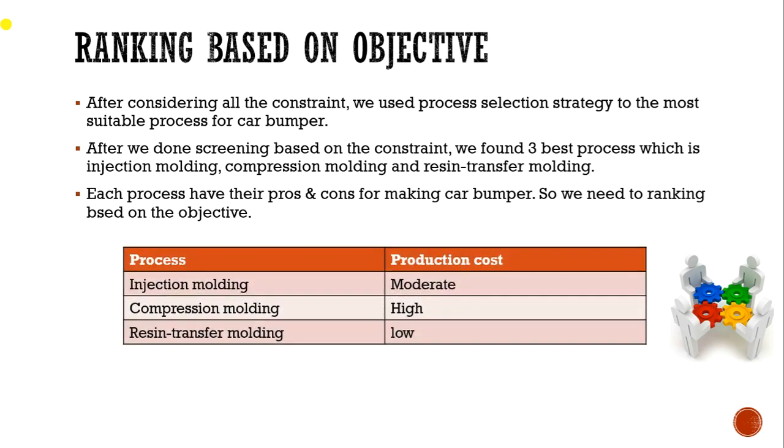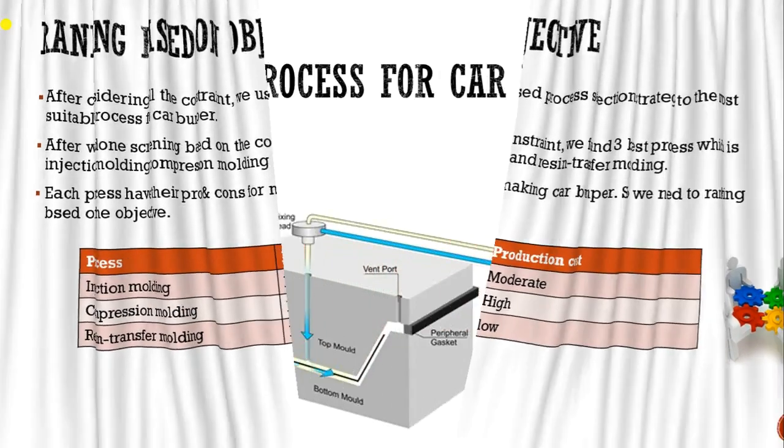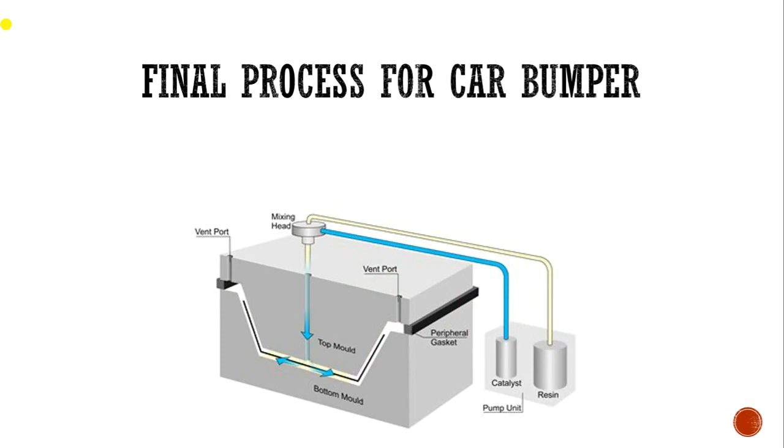As we can see, for injection molding, the production cost is moderate. For compression molding, the production cost is high, while for resin transfer molding, the production cost is very low. Finally, finalize the final process for the car bumper, which is the resin transfer process. Resin transfer molding, which is RTM, is the best process to manufacture a car bumper based on the constraints and objective that we obtained. This is how resin transfer molding takes place.